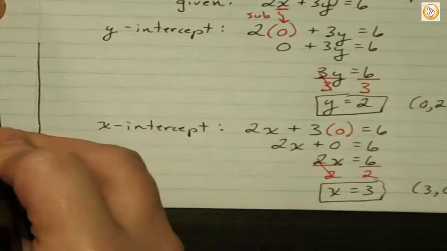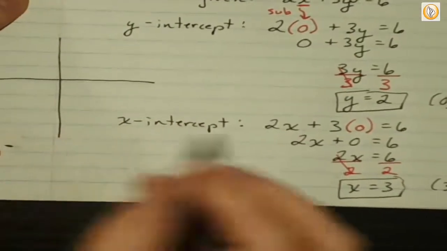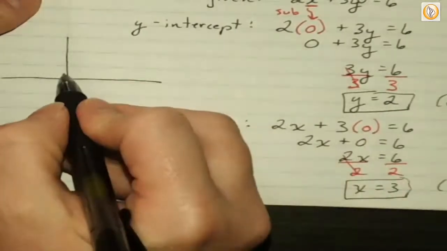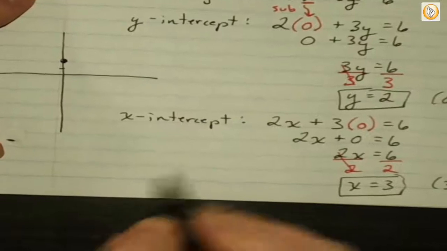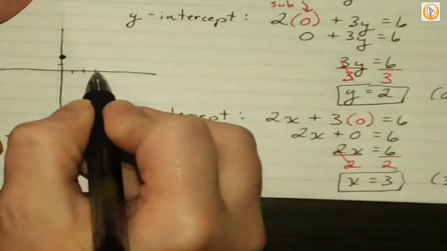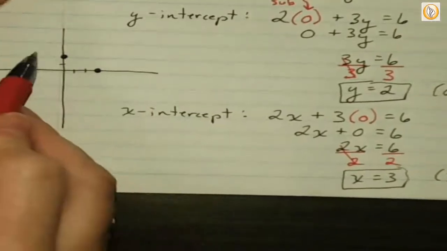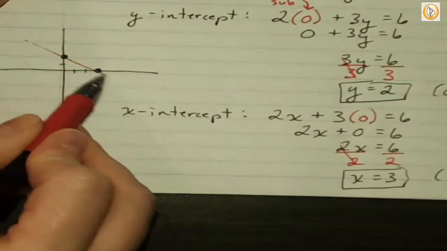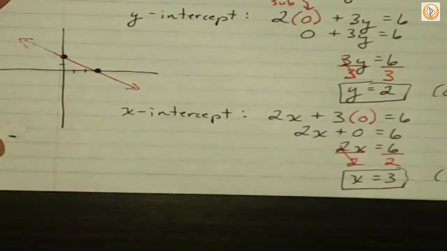So then, if you wanted to draw the graph, just going to do it right here. Do we have to do this part? No. So if y is 2, I'd go 1, 2, put a dot there, and then x is positive 3. 1, 2, 3. And then if you connect those dots, there's your graph.